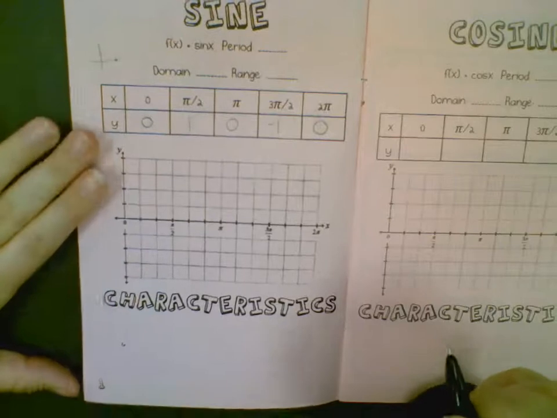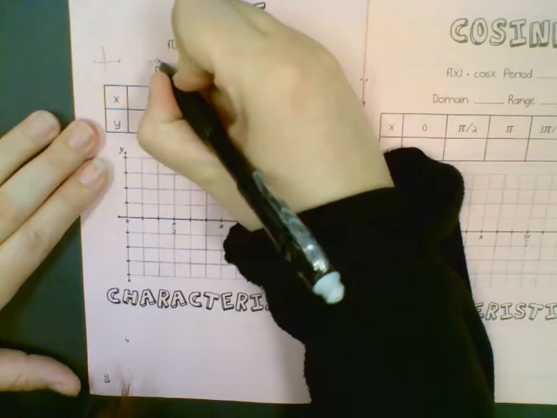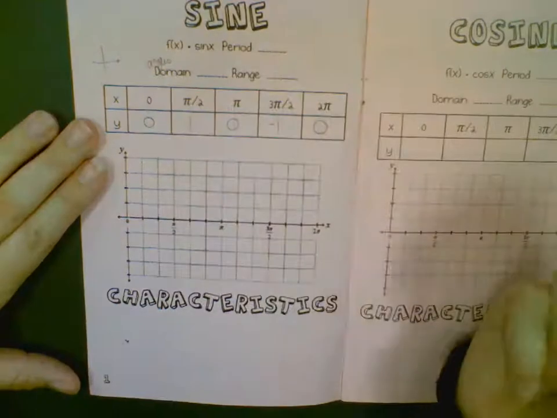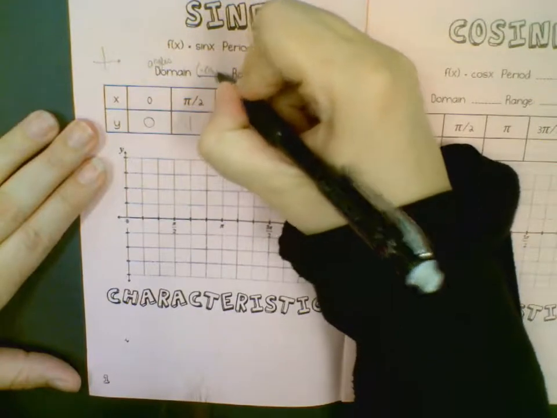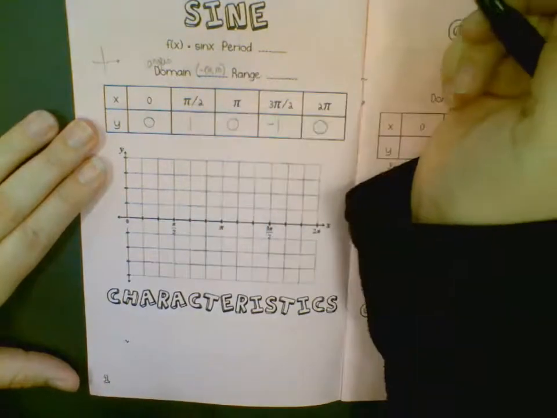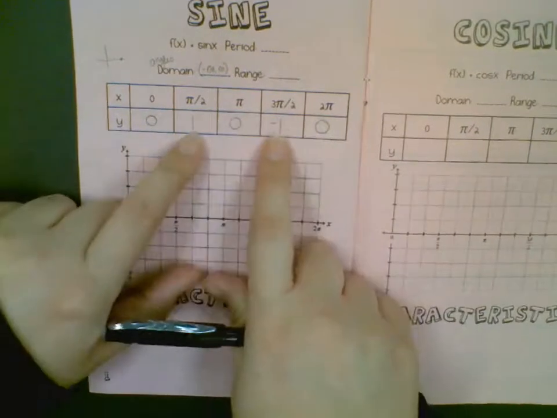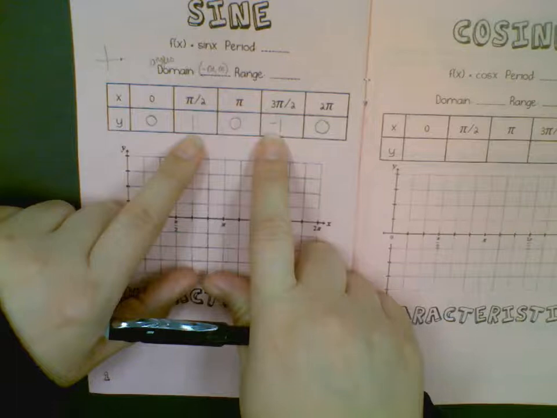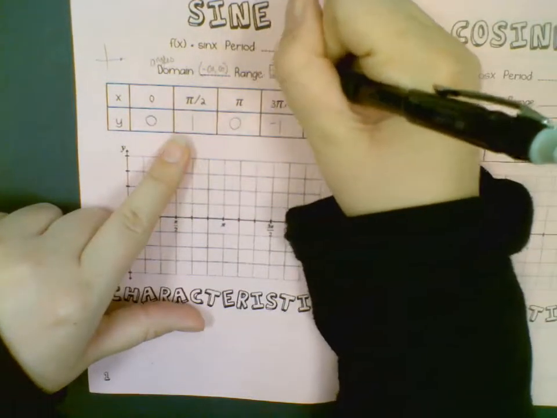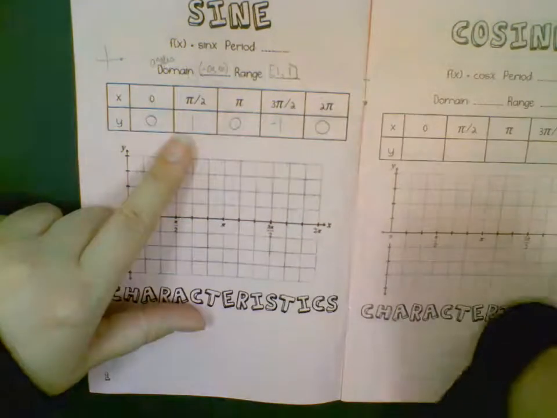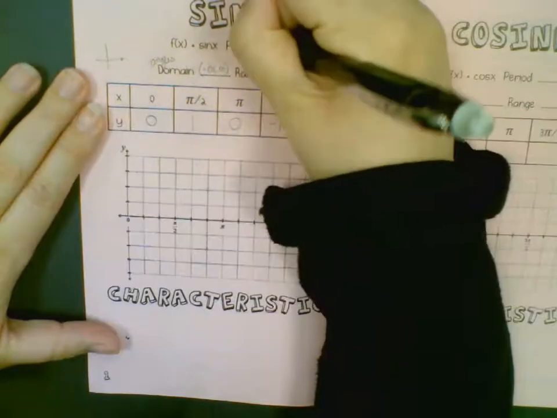So our domain is going to be our angle measures, and we can plug in any angle that we want. So our domain would be -infinity to infinity. And our range, the numbers that we can get out: are we ever going to get out anything bigger than 1 or smaller than -1? So that would be what our range is. The smallest is -1, the largest is 1. And like I said, the period is 2 pi.